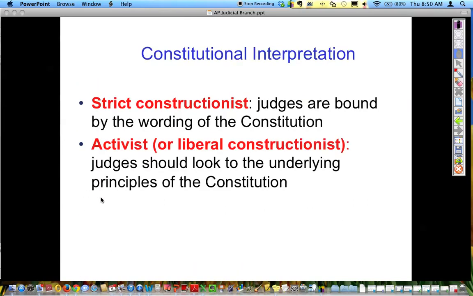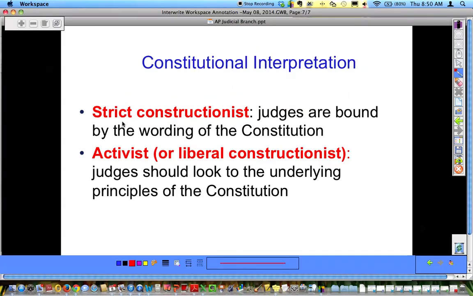The last two words I want to make sure that you're familiar with. Strict constructionists are judges who are bound by the wording. These are ones who take a very literal opinion of the writing of the Constitution, and so it's a more narrow view. An activist judge is one who is going to rule more broadly on the issue. They might even offer what we call a remedy. So not only are they ruling on the underlying principles, they are also helping to create solutions for it as well. So it's a very broad view of how to interpret the Constitution.